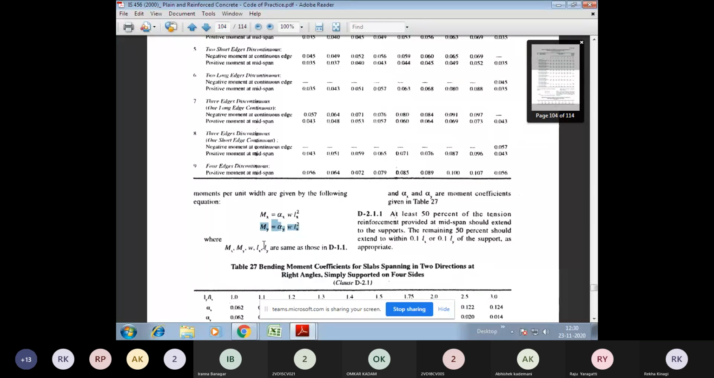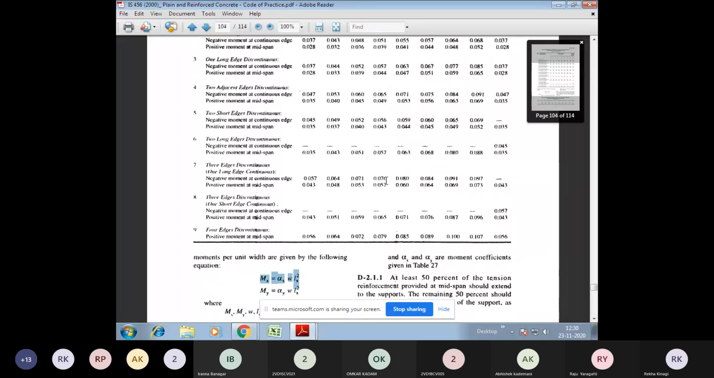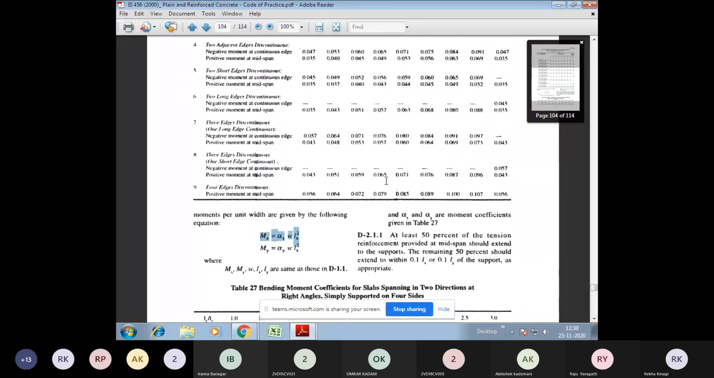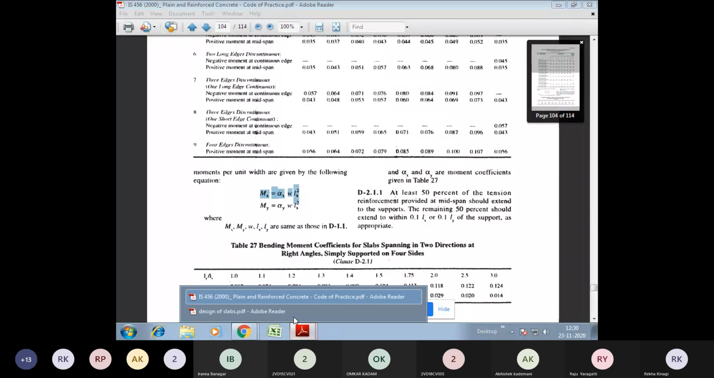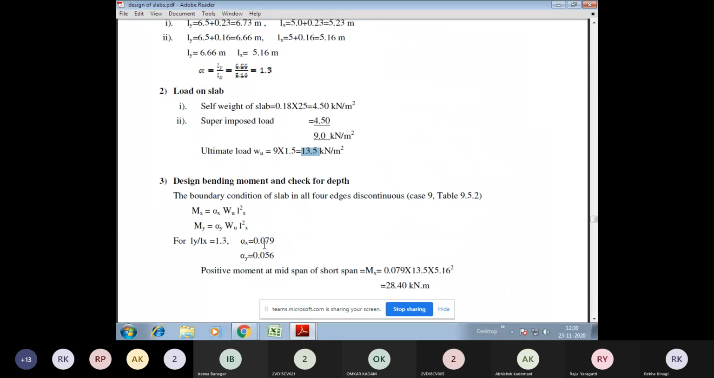Span to be considered is Lx only. So let's calculate mx now. Alpha x value is 0.079 for 1.3 Ly by Lx ratio, and alpha y value is 0.056.